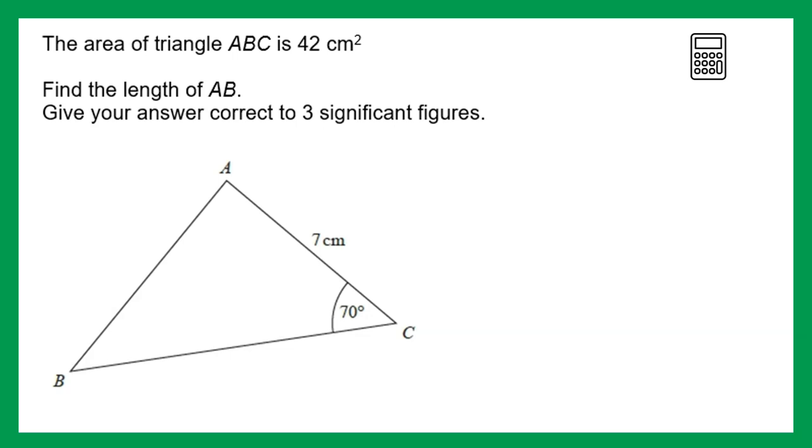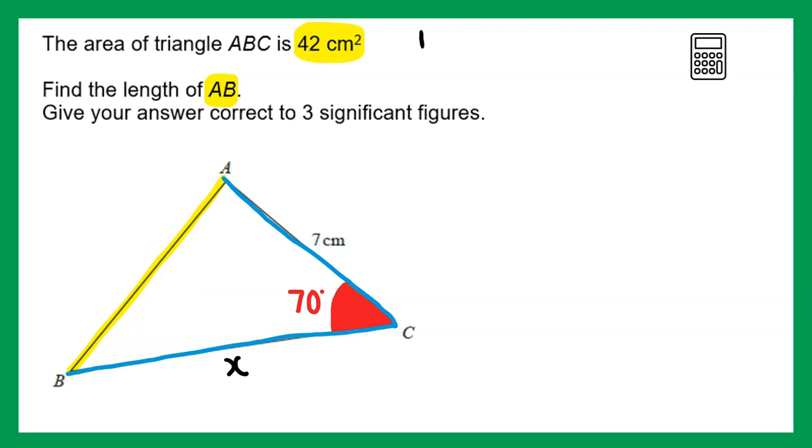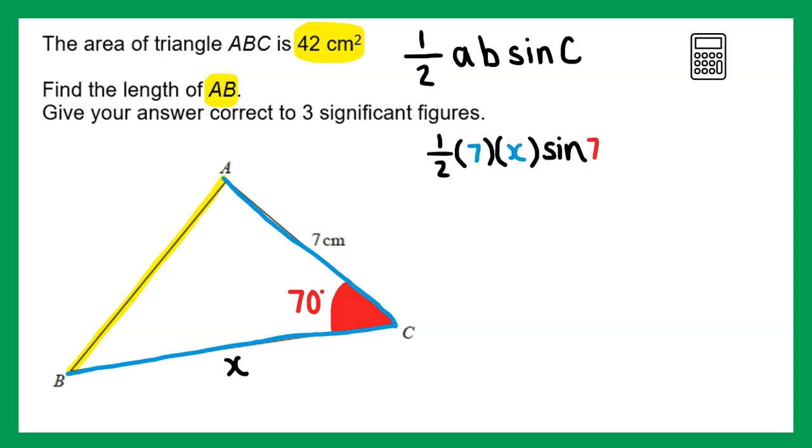On to the advanced question, one of the trickier questions that you're likely to find on this topic. This time, the area of the triangle is actually given as 42 centimeters squared, and the question wants us to find the length of AB, which is this length here. Since this length is already known, and I've been provided this angle of 70 degrees, I can use the sine area rule to work backwards and find the length BC, which I'll label as x. The formula for the area of the triangle is half AB sine C. So a half multiplied by the two lengths that form the angle, 7 and x, multiplied by sine of the angle 70, which is equal to the area of 42.